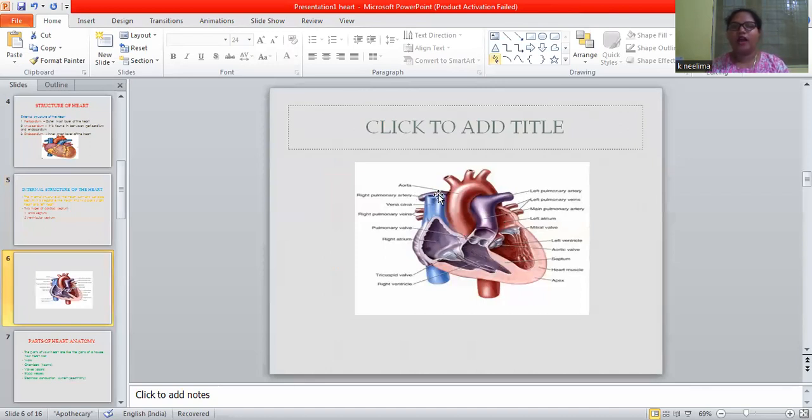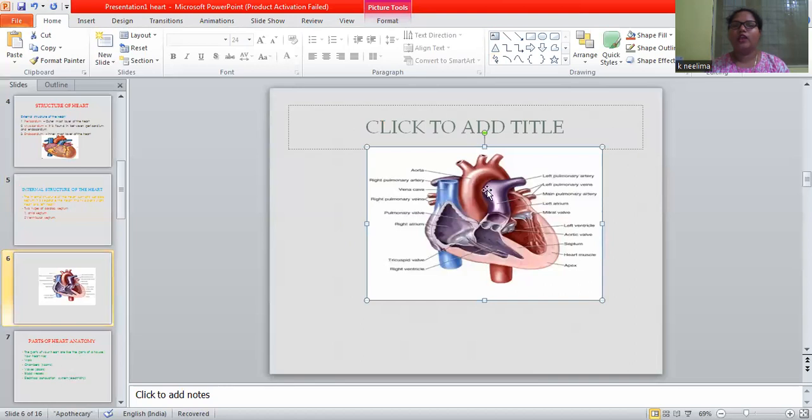This is the aorta. The aorta arises from the left ventricle. It carries oxygenated blood to all parts of the body. The aorta is a very big structure because it carries blood to all parts of the body.